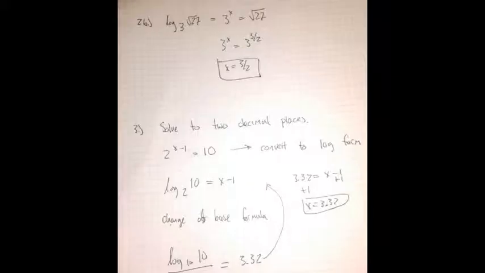2b, log rad 27 base 3 equals x. We need to convert to exponential form, which equals 3 to the x equals rad 27. So we use our conversion of rads, and rad 27 is 3 to the 3 halves. So 3 to the 3 halves equals rad 27, so x equals 3 halves.